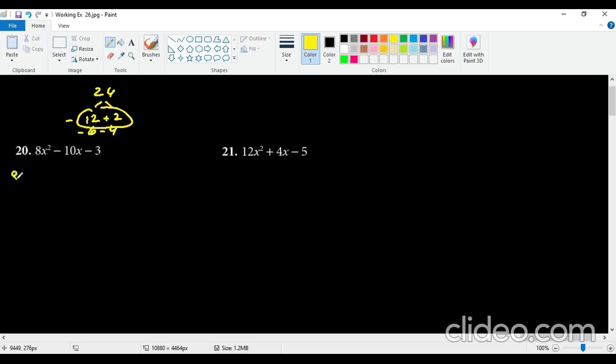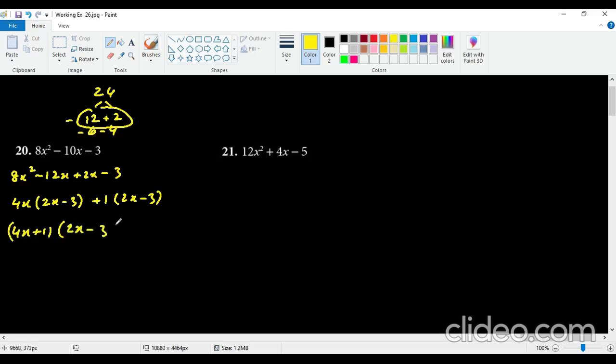So I will write the first one 8x square and minus 3 like this, and minus 12x and plus 2x will be written like this. Now I know very well for question number 20, I have 4x common and 2x minus 3 will be written this way. And again I will write 2x minus 3 like this. And I know very well that plus 2x I need, and I will multiply by 1. So 4x plus 1 is going to be in one bracket. Another bracket contains 2x minus 3. And this is your answer for question number 20.